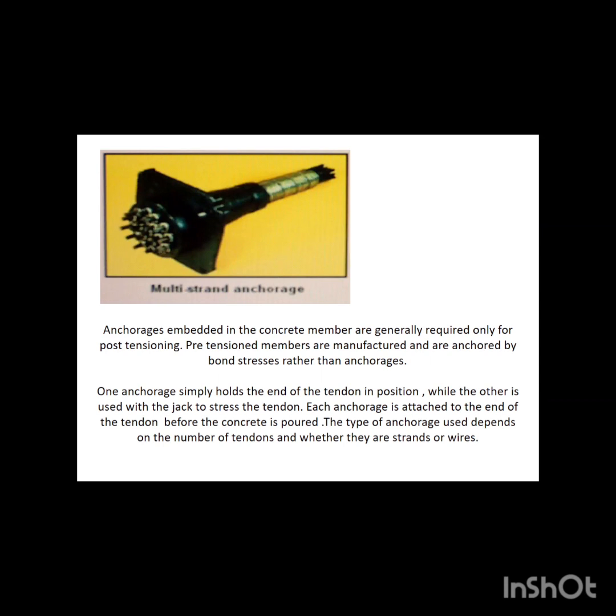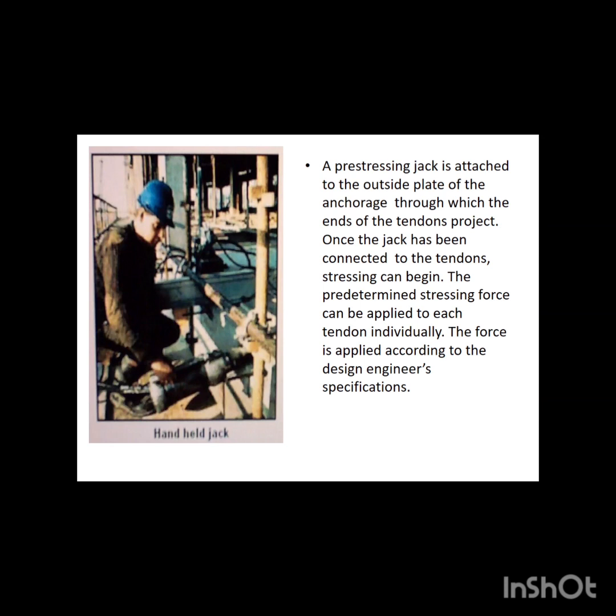One anchorage simply holds the end of the tendon in position, while the other is used with a jack to stress the tendon. Each anchorage is attached to the end of the tendon before the concrete is poured. The type of anchorage used depends on the number of tendons and whether they are strands or wires. The pre-stressing jack is attached to the outside plate of the anchorage through which the ends of the tendon project.